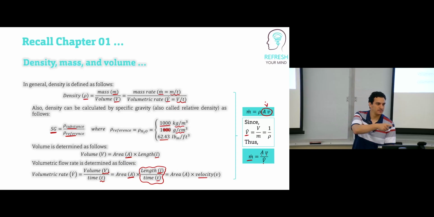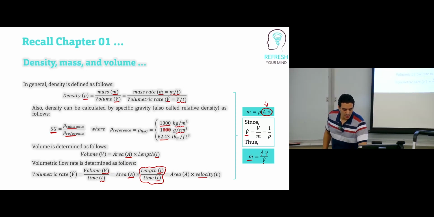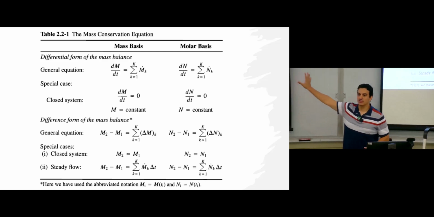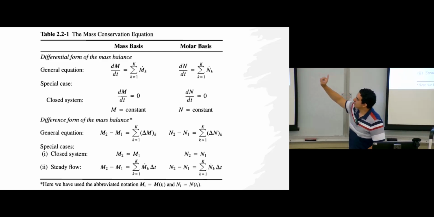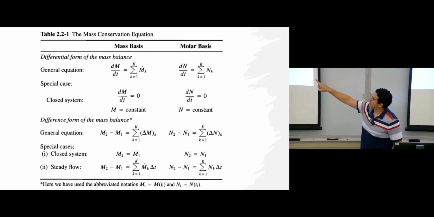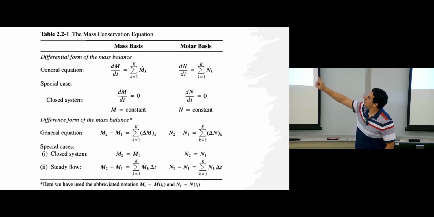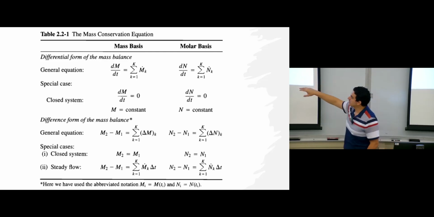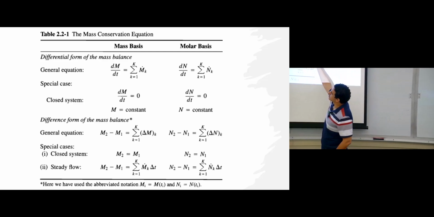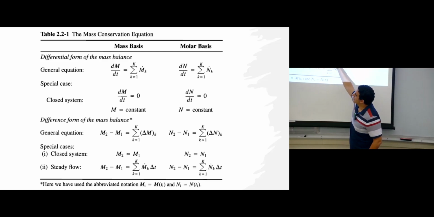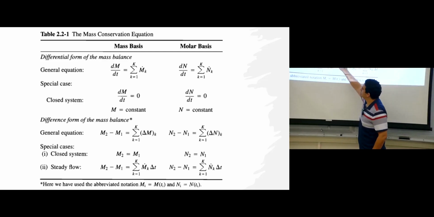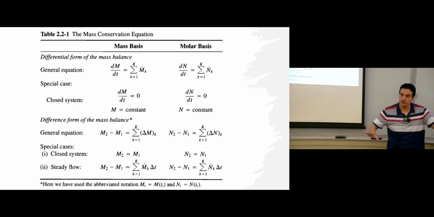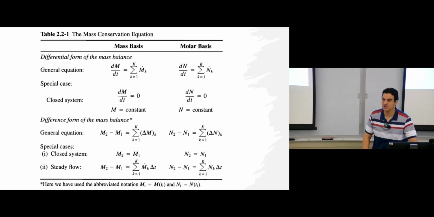Finished writing? Okay. We have this table here. This table is the summary of everything we explained so far: the general equation, the special case in a steady state, and the equation for an open system and for a closed system, in terms of the mass balance, in difference form, with the special cases for open and closed systems. So this table gives you a summary of all the equations we presented in the previous slides.